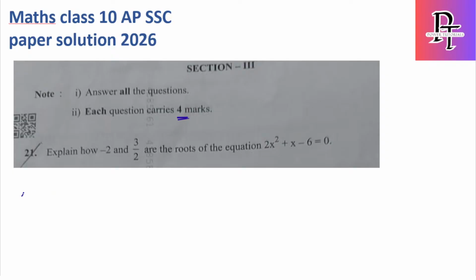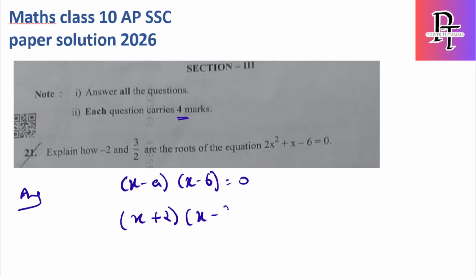Explain how -2 and 3 by 2 are the roots of the quadratic equation. If you haven't been given the equation, we can directly derive the quadratic equation from the roots by using (x minus a)(x minus b) is equal to 0, where a and b are the roots. So just substitute x minus of -2, so x plus 2, into x minus b, which is x minus 3 by 2. Just multiply these two, you'll get x square plus 2x minus 3 by 2 x minus 2 into 3 by 2.